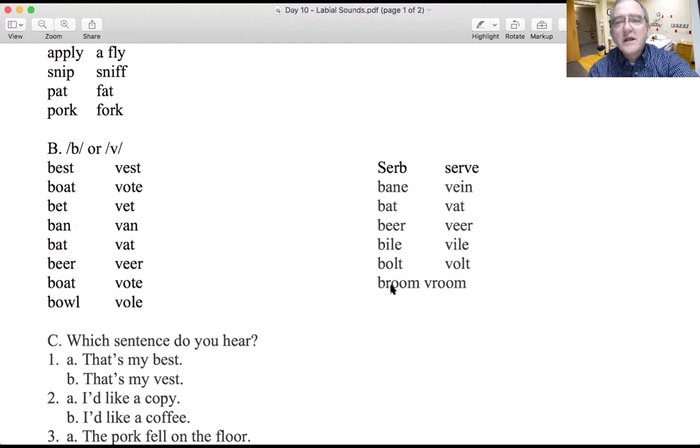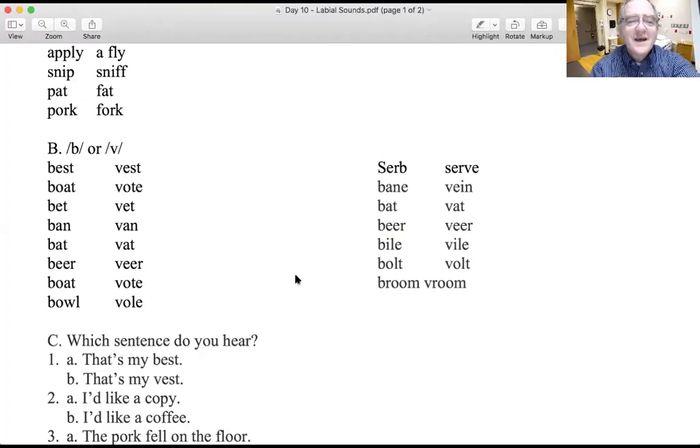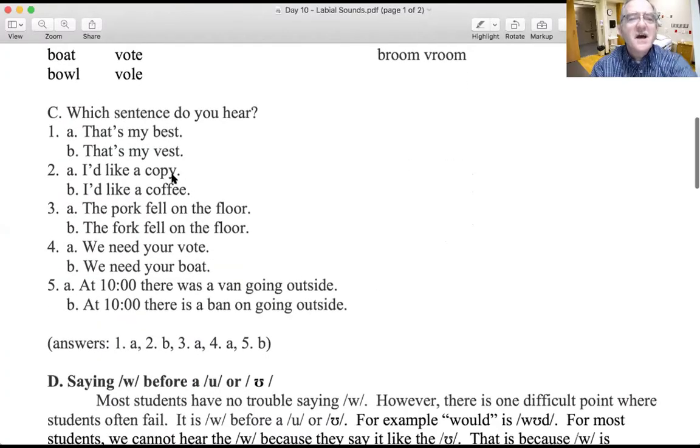Broom, that's a hokey. Vroom. Vroom is a sound of an engine in the English comic books. Vroom, vroom. Okay, can you do that? Vroom, vroom, vroom. Okay, that's the sound. Good. Okay, let's continue. Now you tell me, which sound do you hear, A or B?